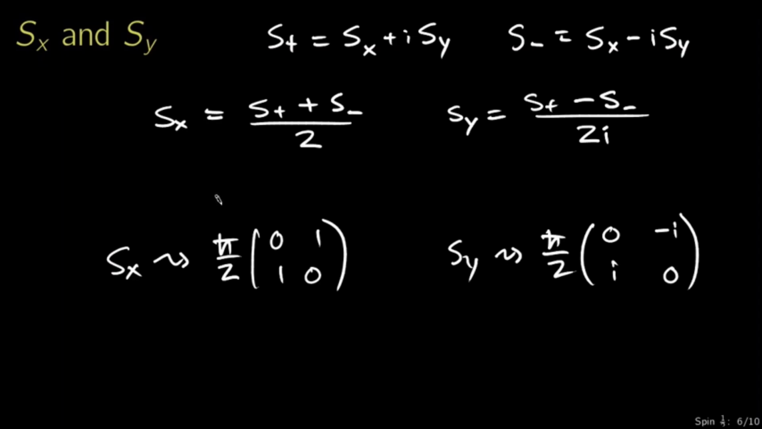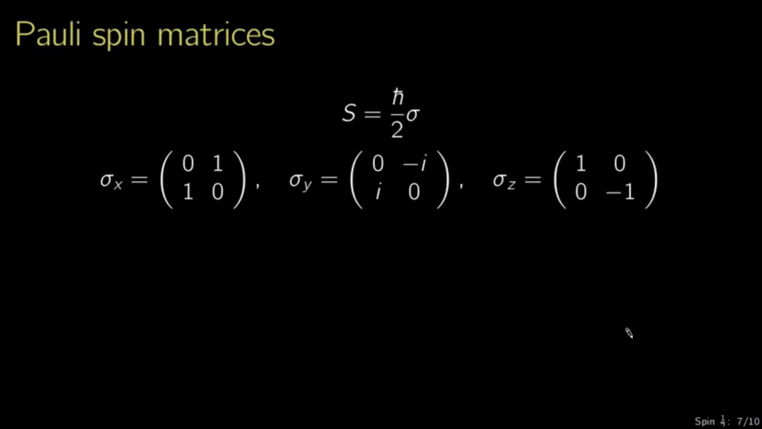So these are our Sx and Sy. And now we know all of the operators. We have an expression for S squared, an expression for Sz, an expression for Sx, an expression for Sy, and of course, coming along for the ride, we have these S plus or minuses. These matrices go by a different name. They're called the Pauli spin matrices, for the most part.